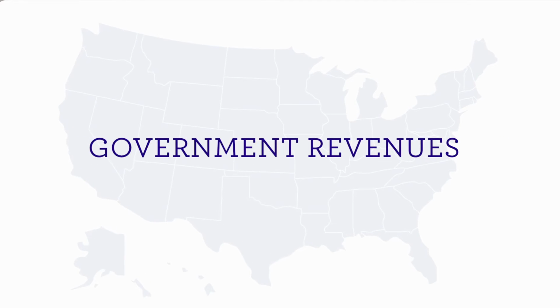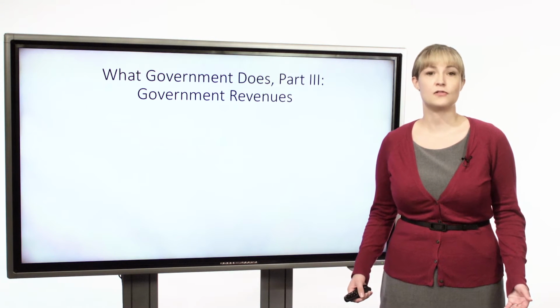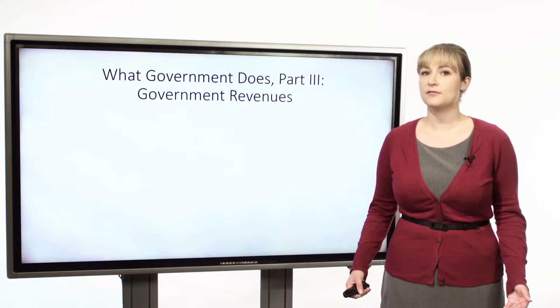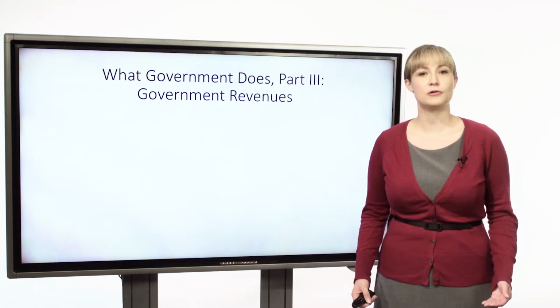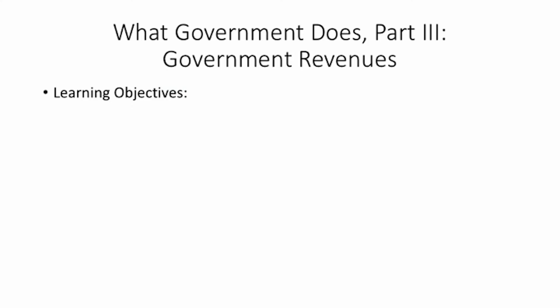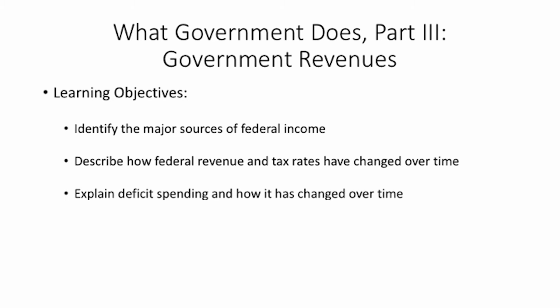In Part 2, we focused on the three largest social insurance programs: Social Security, Medicare, and Medicaid, as well as defense spending. In this part of the lecture, we will learn about how the federal government pays for these programs. At the end of this lecture, you should be able to identify the major sources of federal revenues, describe how federal revenues and taxes have changed over time, and explain what deficit spending is and how it has changed over time.